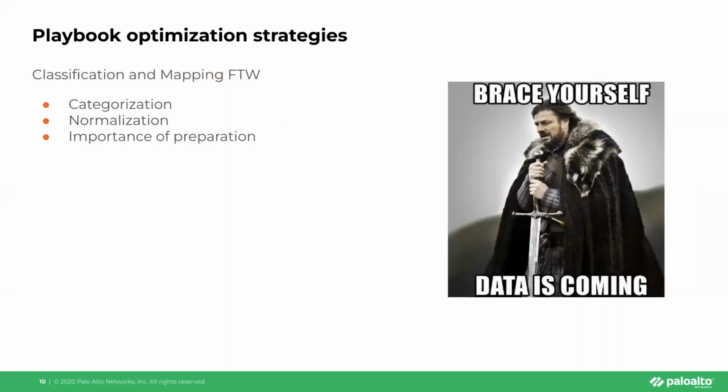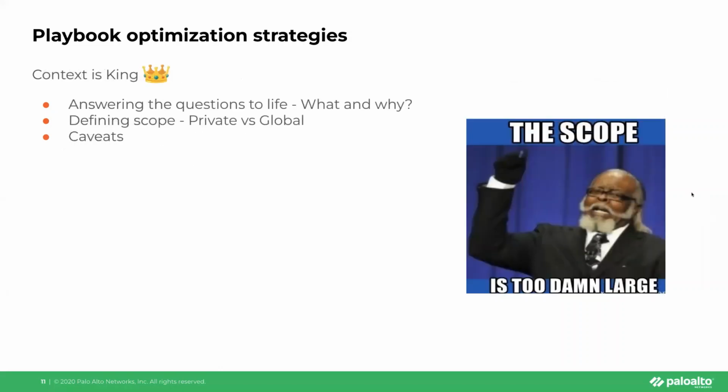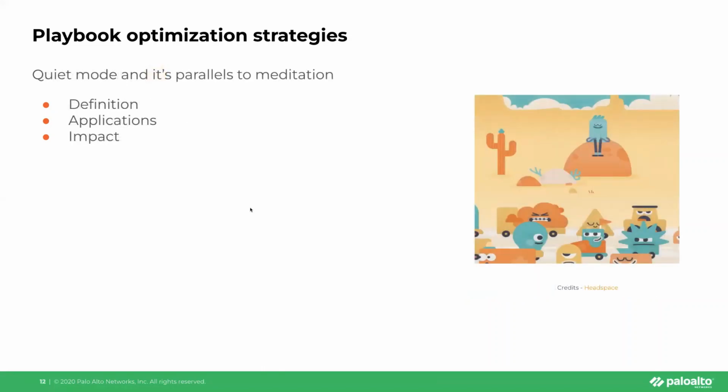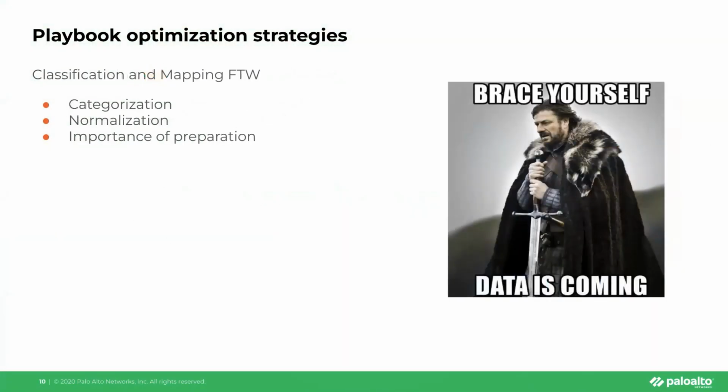So I'll be covering 3 topics. First, let me just move through each one of these topics to give you an idea of what I'm actually going to be talking about. The first area will be classification and mapping. The second area will be the context, which, as all of you know, is really, really important. And the third one is going to be quiet mode.